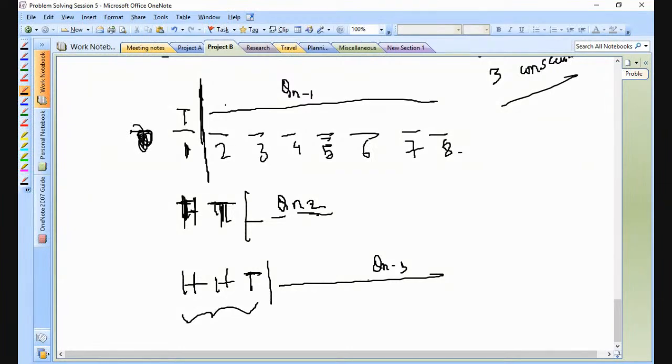So what happens if TH happens? Then we have to make sure again H is not there, so that is again a Q_{n-3} case. So the general question the students will ask, you're totally right. I hope others also understood. Suppose it was H over here, then which case will it be in?